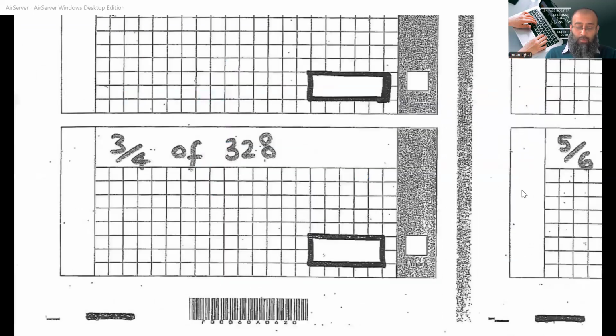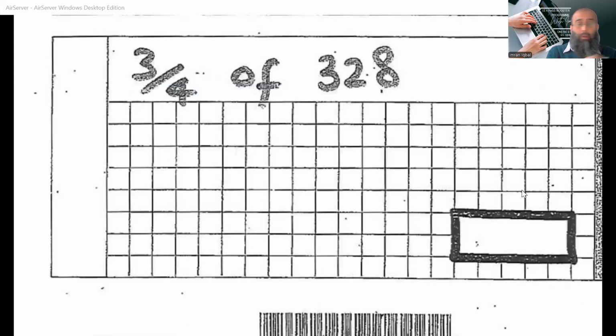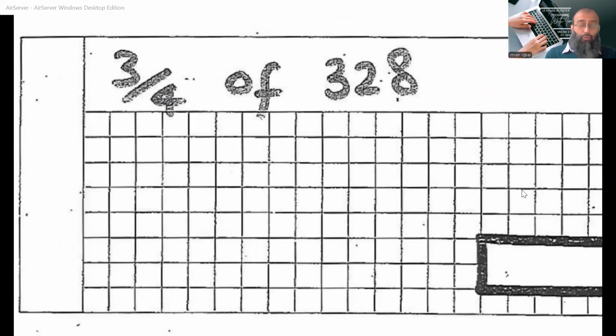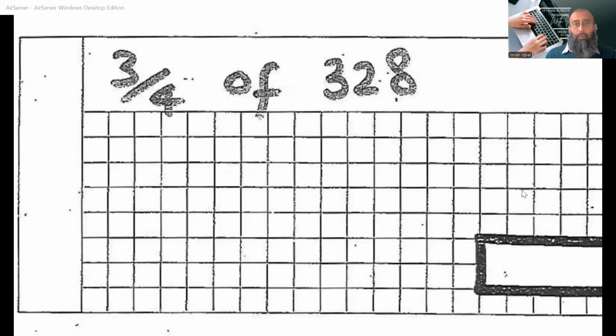Let's have a look at a question where we have no 1 in the question. So the top number is not 1 anymore. You have 2 separate numbers, none of them are 1. So 3/4 of 328. So the technique is divide by the bottom number. Here's my upside down bust up.